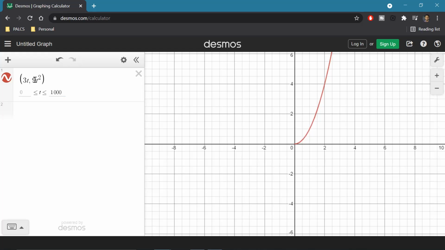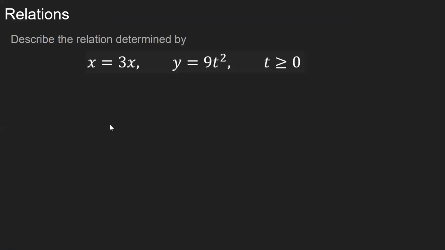You put it in as an ordered pair, and you put the X equation in for the X spot and the Y equation in for the Y spot in terms of T. And then you can put the interval, whatever you want it to be there for that one.